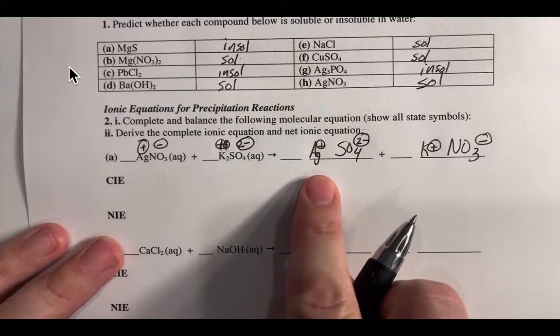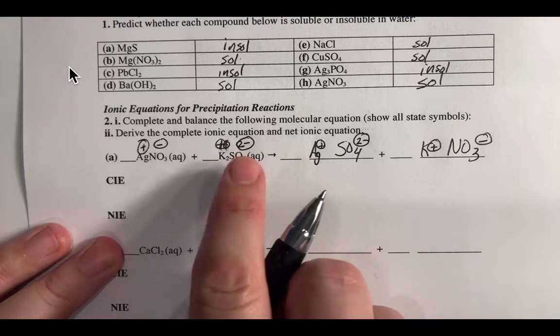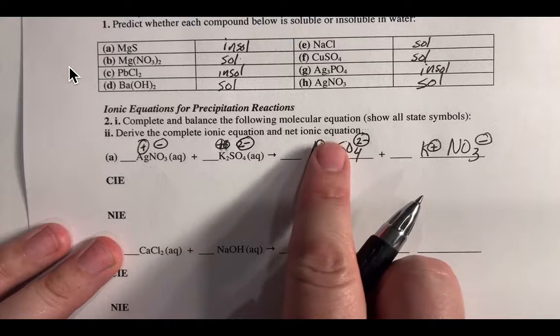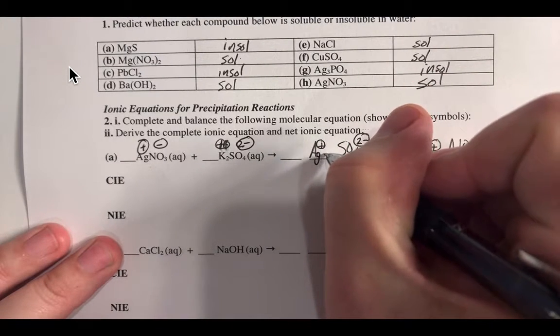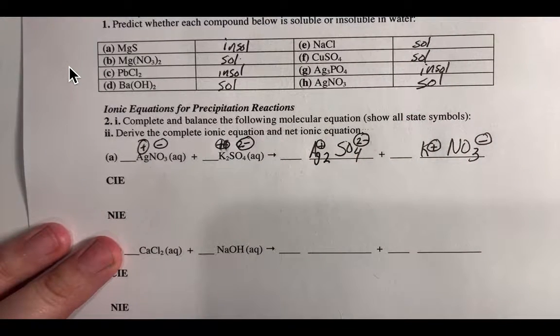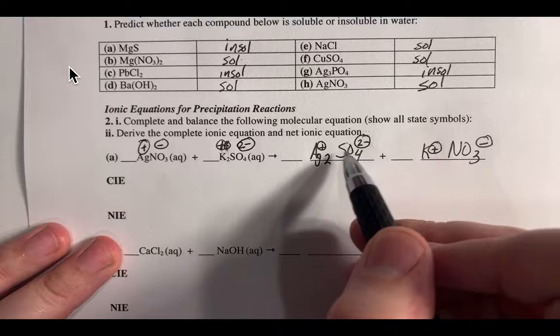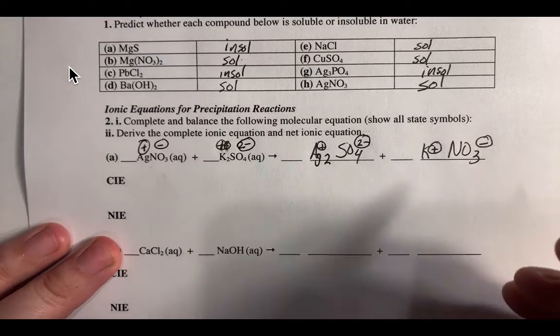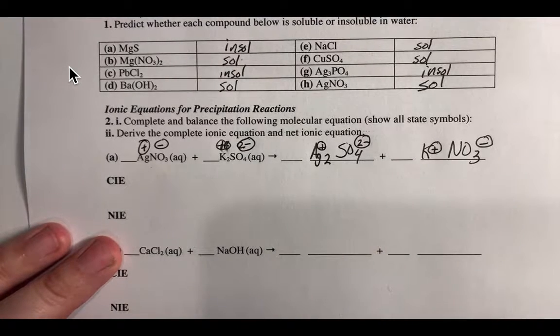Some of the times after I've done this, I need to fix a formula, and here's a case of that. And here's why it was nice for us to have our charges already. So silver 1 plus, sulfate 2 minus. The compounds at the end have to be neutral, so I need to double the amount of silvers. So 2 silver pluses, and now 1 SO4 2 minus gives me a neutral compound. This one's already okay, potassium plus and nitrate minus.